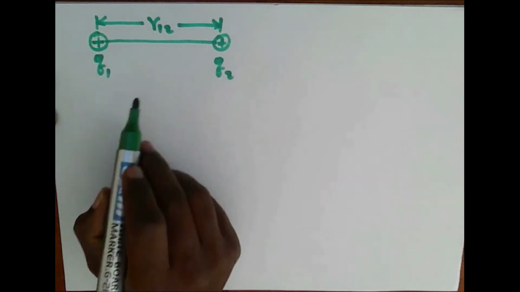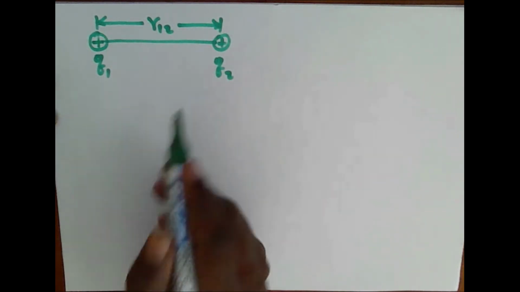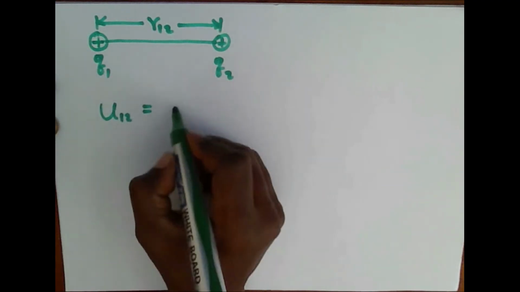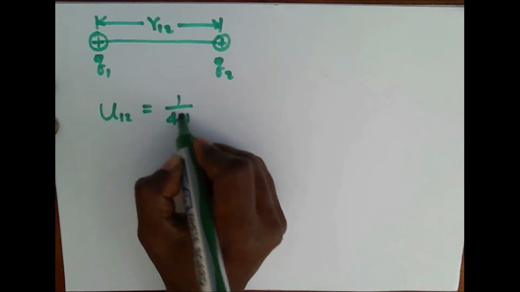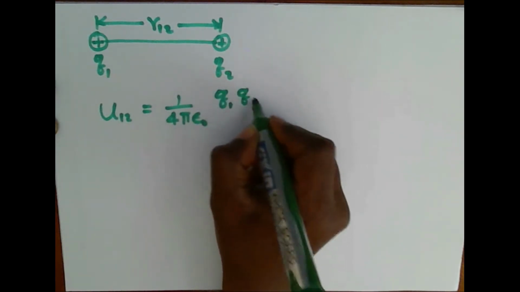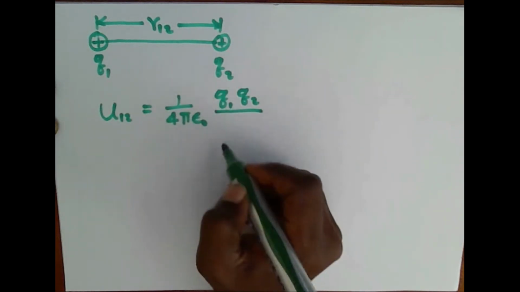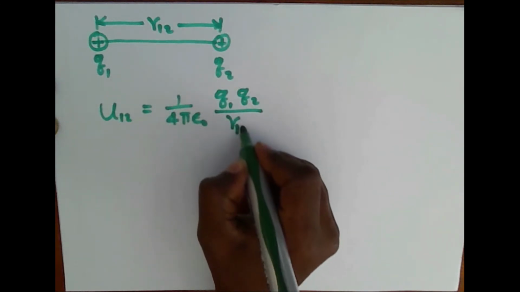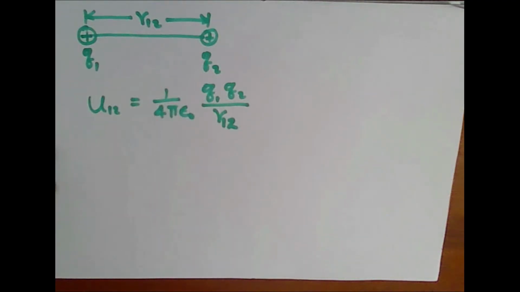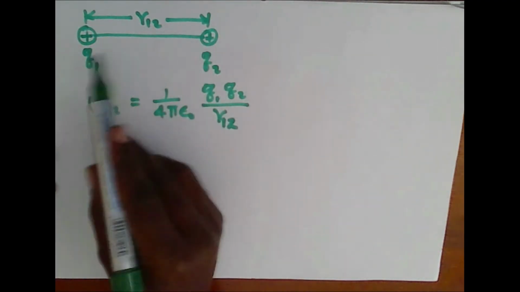So if you are asked to find the electric potential energy, U12 is equal to 1 over 4 pi epsilon naught, first charge Q1 multiplied by the second charge Q2, divided by the distance between them, R12. This is for two charges.